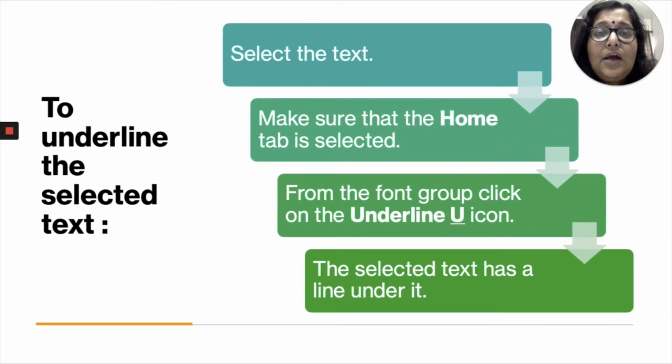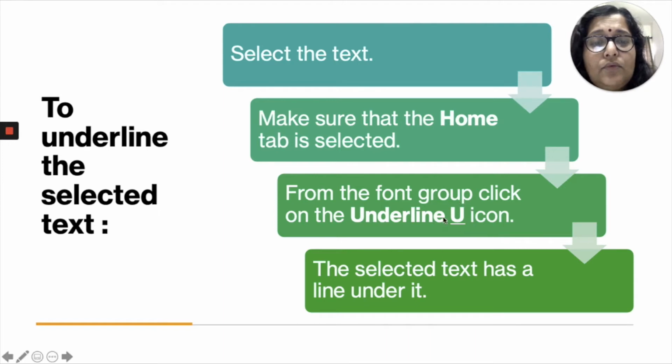The next one is how to underline a given text. I think you know how to underline because you have been doing it in your notebooks too. So if you want a line under a particular word, then you have to use this option. First select the text. Make sure that the home tab is selected. From the font group, click the underline U icon. Can you see my cursor moving? The U with a line underneath it is the underline icon. You have to click on it. So when you click on it, the text that you have selected has a line under it.